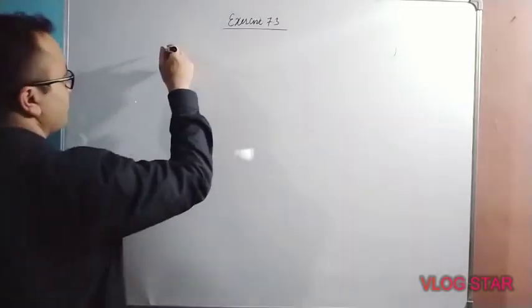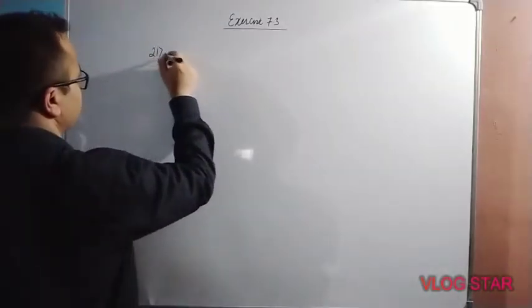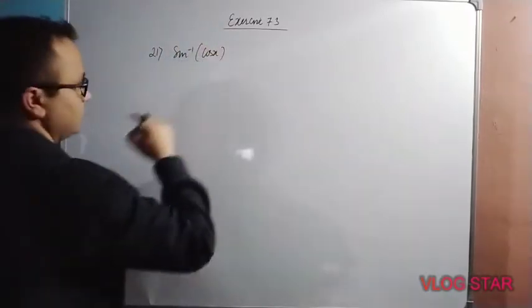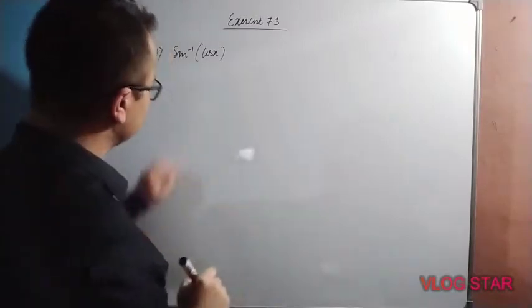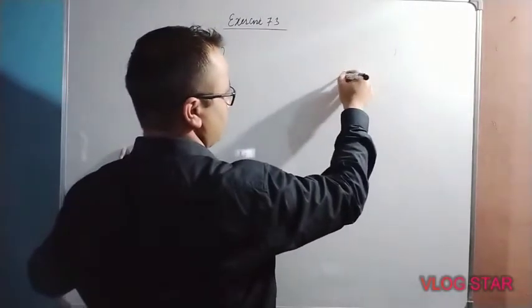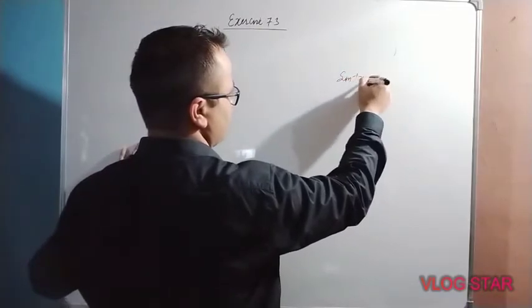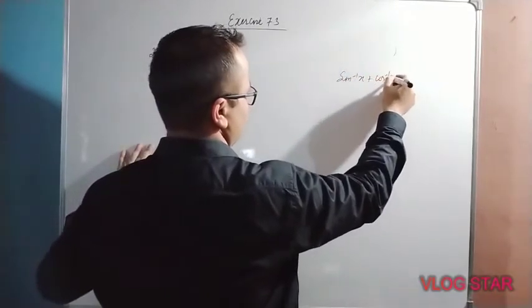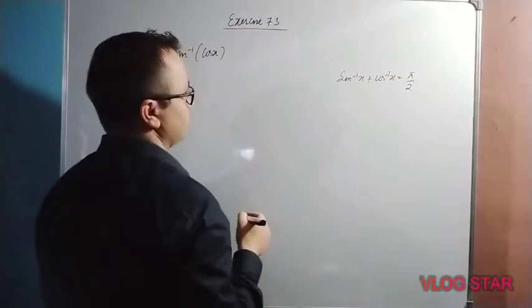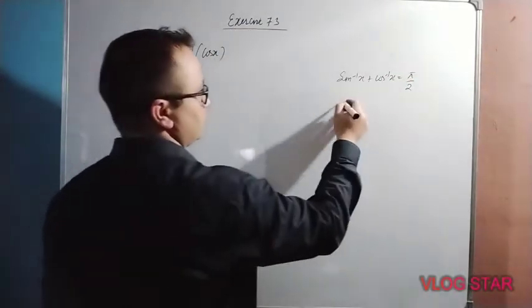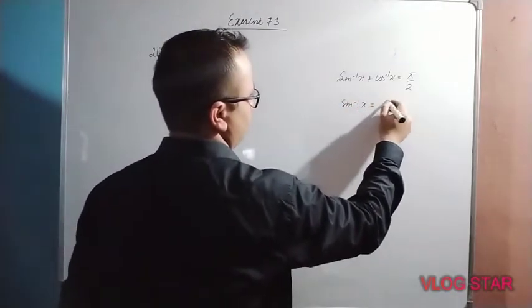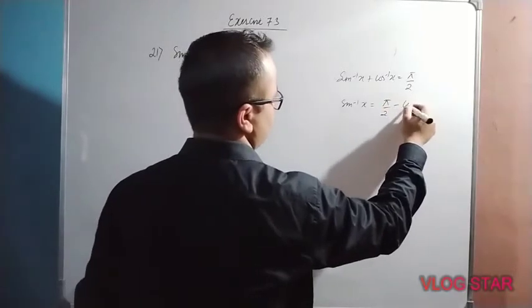Sine inverse cos x. First we have to make it into standard form by using trigonometric identities. We know that sine inverse x plus cos inverse x equals pi by 2. So sine inverse x equals pi by 2 minus cos inverse x.